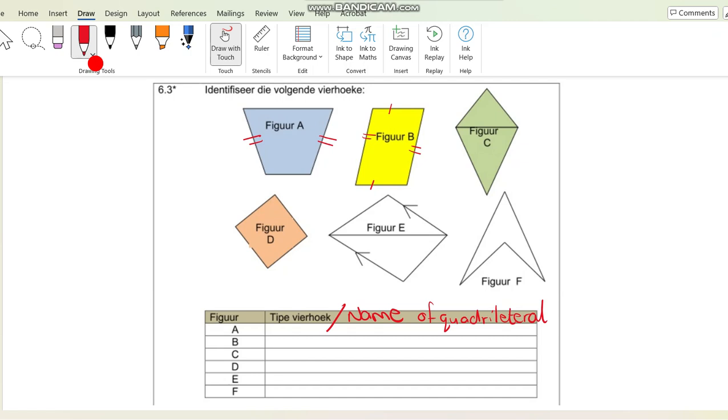You have figure C, and this is why I just want to quickly fix something I said in the previous video, and I hope you go and fix it. Rhombus and kite is not the same. So rhombus is figure C, which in Afrikaans is... wag, ek moet eers vir die naam kry, 'n vleer.